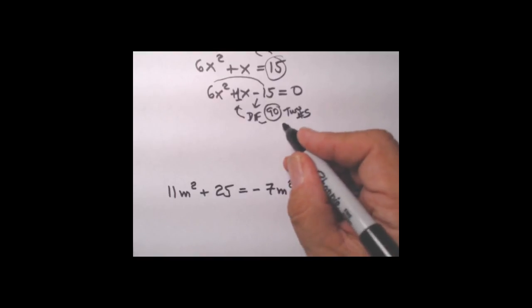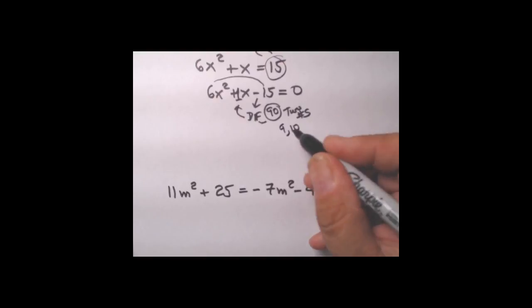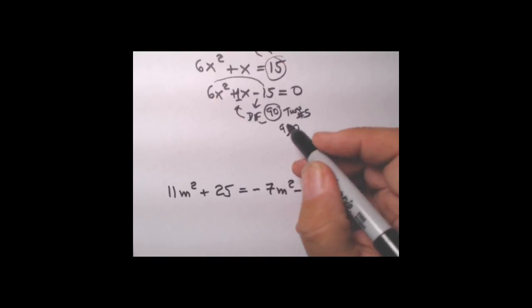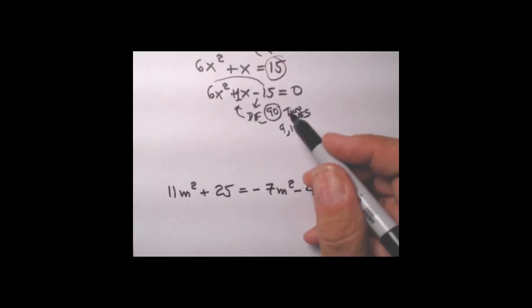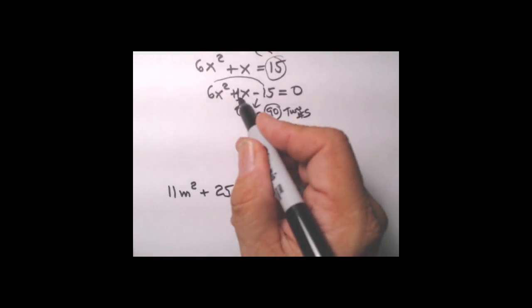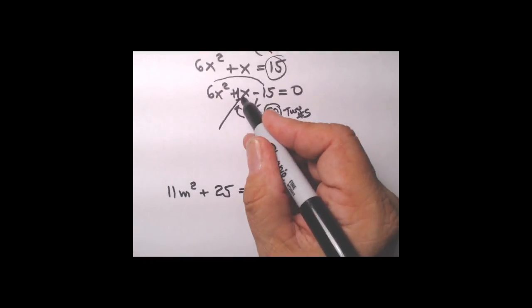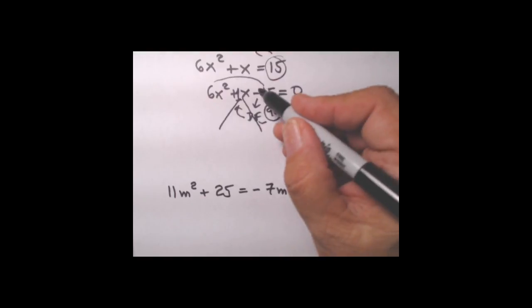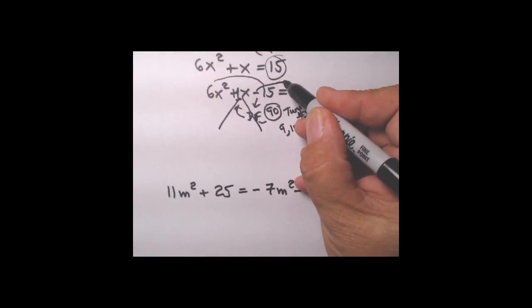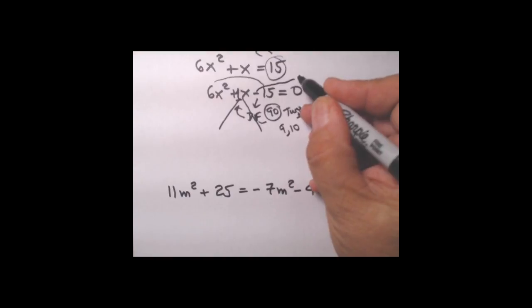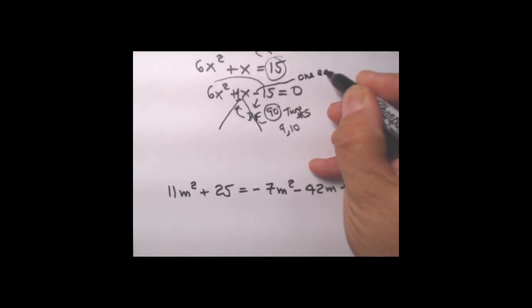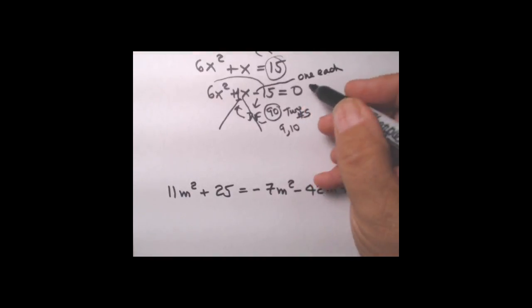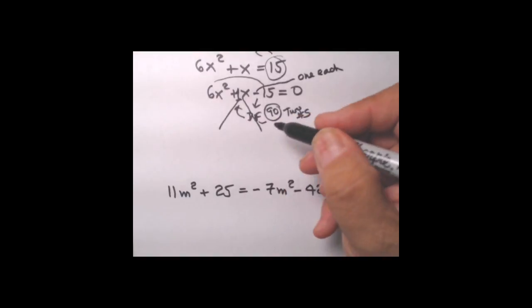How about 9 and 10? Huh? 9 times 10 is 90. Difference between 9 and 10 is 1. So once again, remember what we do here is we split the center term using these guys. Now, look at the last term here. The sign is minus, so that means we're going to have one of each of the signs. One will be plus and one will be minus.